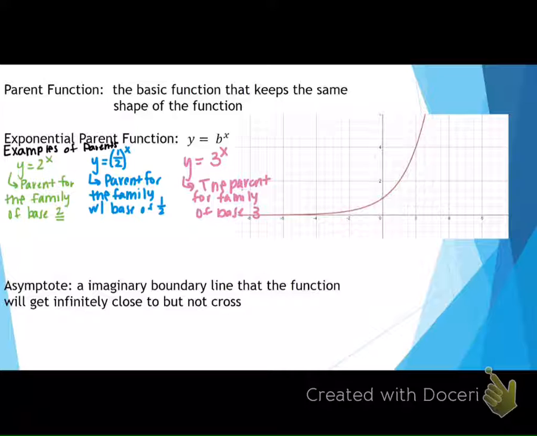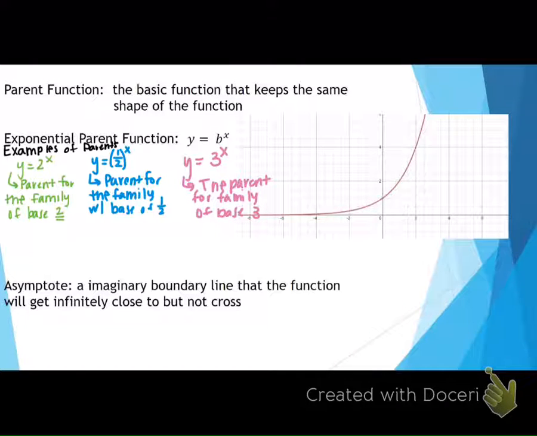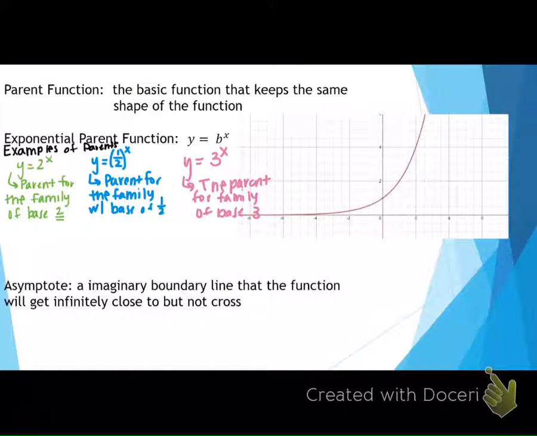This is one of my favorite words in math. It is called an asymptote. It's just such a funny word. So this is the asymptote. The asymptote is an imaginary boundary line that the function will get infinitely closer and closer to, but will not cross. So why is that happening?